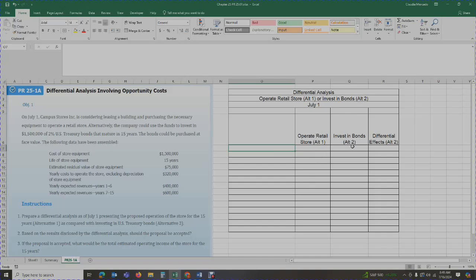Then I'm going to compare that to my alternative 2, which is to invest in bonds. And then I'm going to calculate the difference between the options to figure out which one's a better option, if alternative 2 is better than alternative 1. Okay, so let's begin with our revenues.